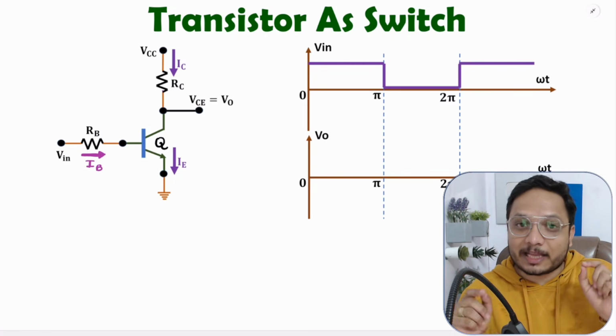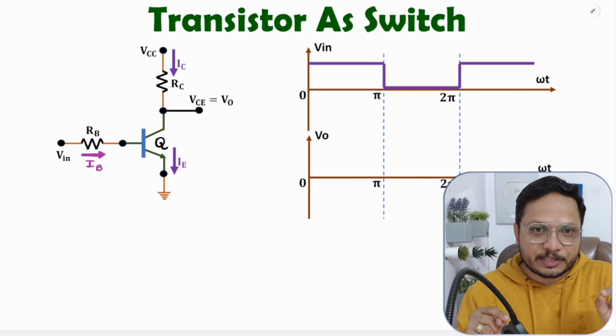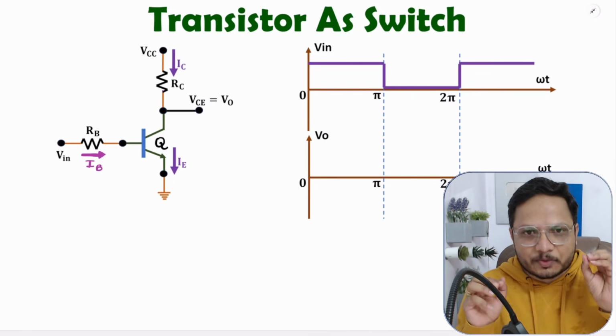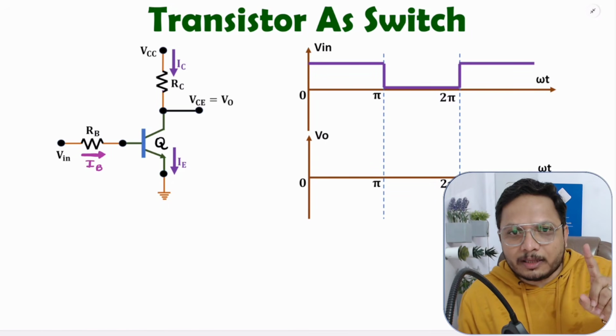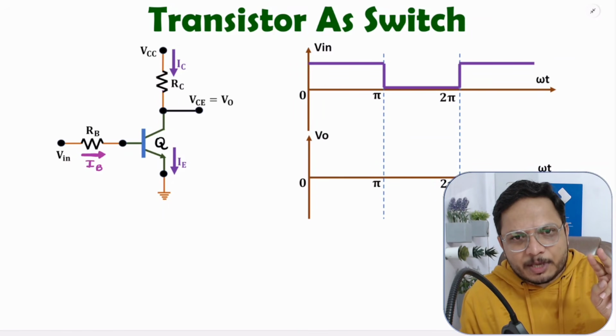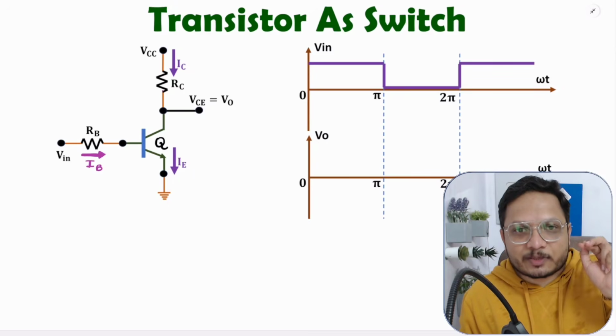In this video, I'll explain transistor as a switch. So one should know what a switch is. A switch has two different states, on and off. So here we will be using a transistor as a switch.